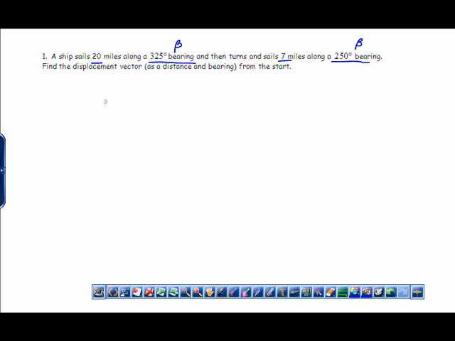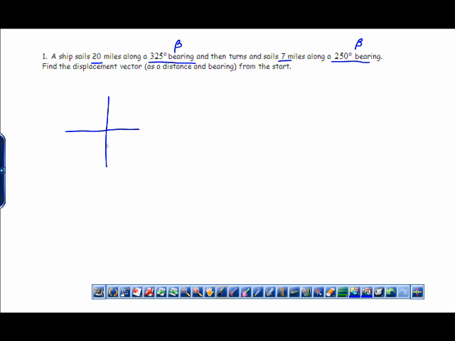Okay, now let me show you without converting between theta and beta. You may be thinking, well, isn't there an easier way to do this? Well, let me show you what you're left with. Without converting to theta, what you would have to do is, you'd start here at 0, 0, and you'd think, okay, I'm going to sail 20 miles along a 325 degree bearing.